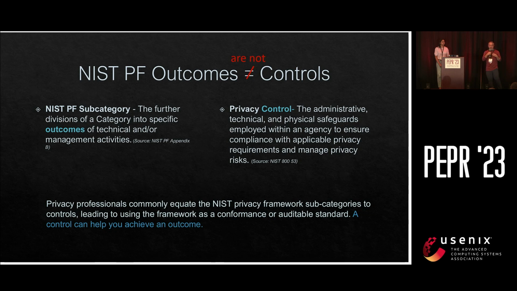As she mentioned, there's 100 subcategories, and these are outcomes that your organization should be looking to achieve. A privacy control is an administrative, technical, physical measure or safeguard that helps you achieve that outcome. So your outcome might be data are protected at rest, and your privacy control might be that you encrypt hard drives or you encrypt databases. So these are individual controls that help you achieve this kind of overall outcome. But a lot of people conflate those and refer to the outcomes or the subcategories as a list of controls.